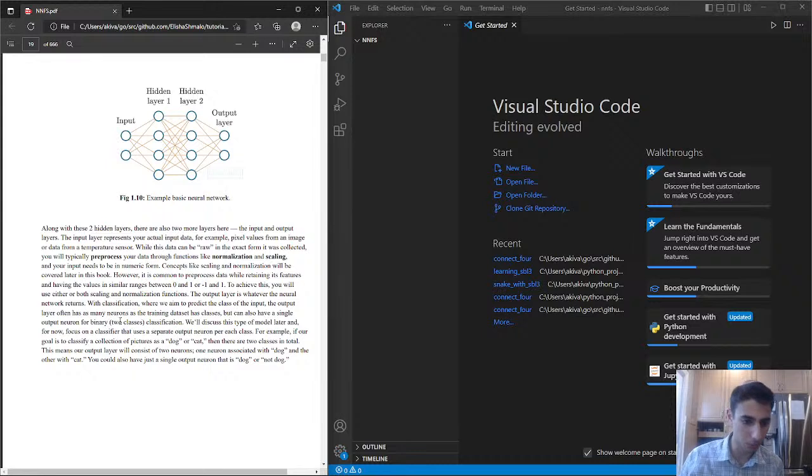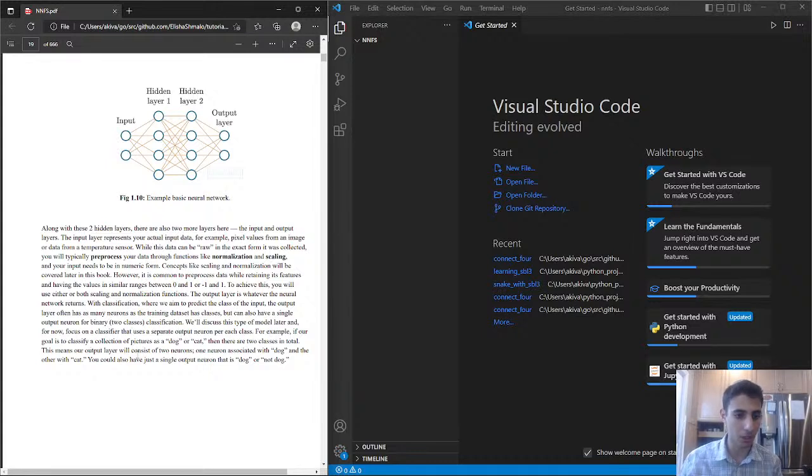What he says over here is that you can have a single output neuron for binary classification. Instead of having two neurons, one for dog and one for cat, you could have one neuron. If it returns a value above 0.5, then it's a dog. If it returns a value below 0.5, then it's a cat. Excellent dog and cat example. Hope that made sense.